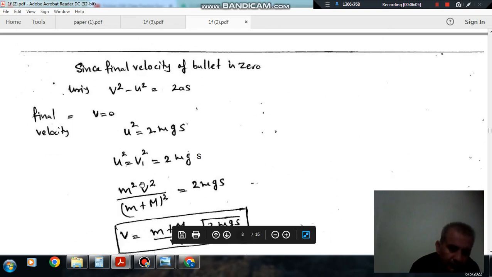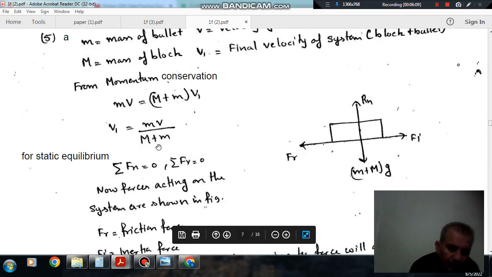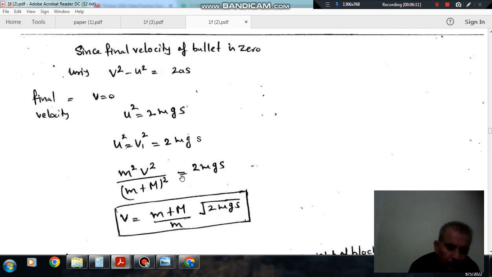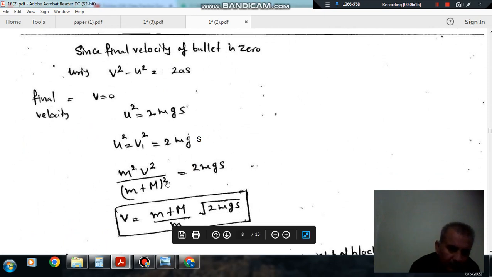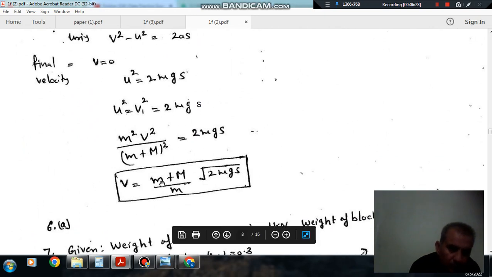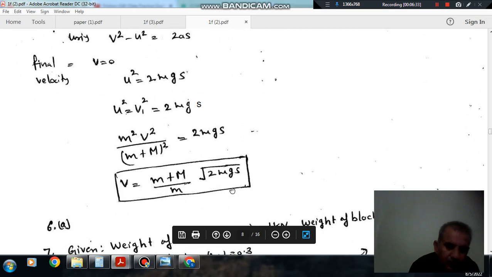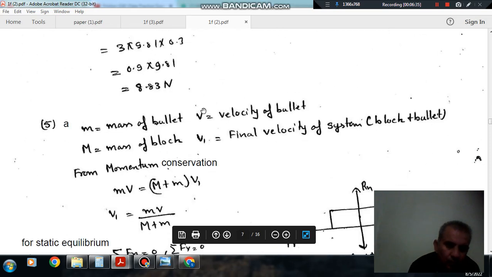Or we can say v1 is equal to m v by (M plus m). So v1 square will be m square v square divided by (M plus m) square. Putting the value of v1 square, it will be equal to 2 mu g s. So v will be equal to (M plus m) by m, root 2 mu g s. So the answer is option A.